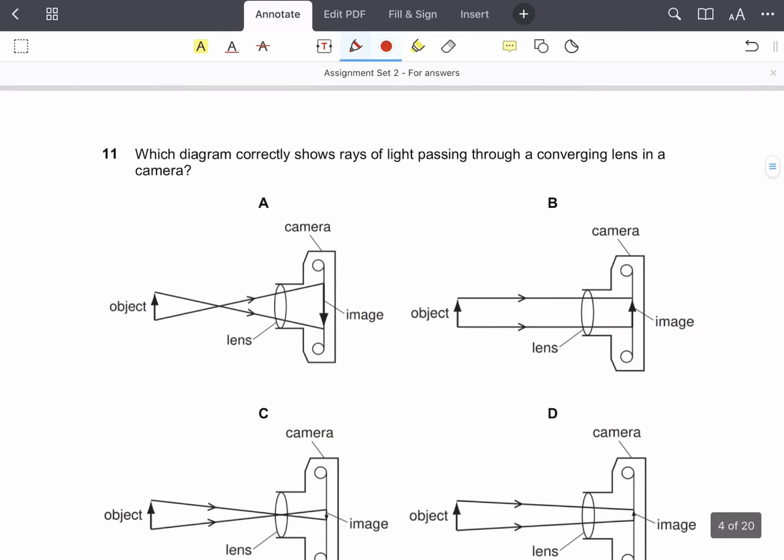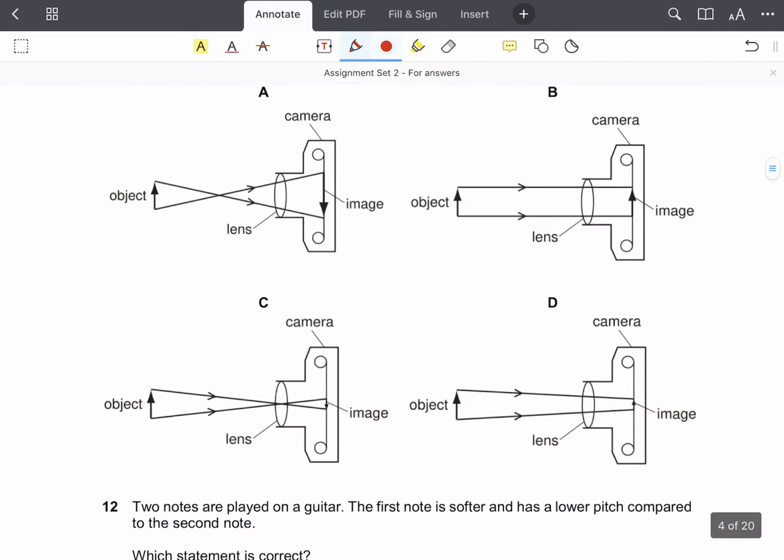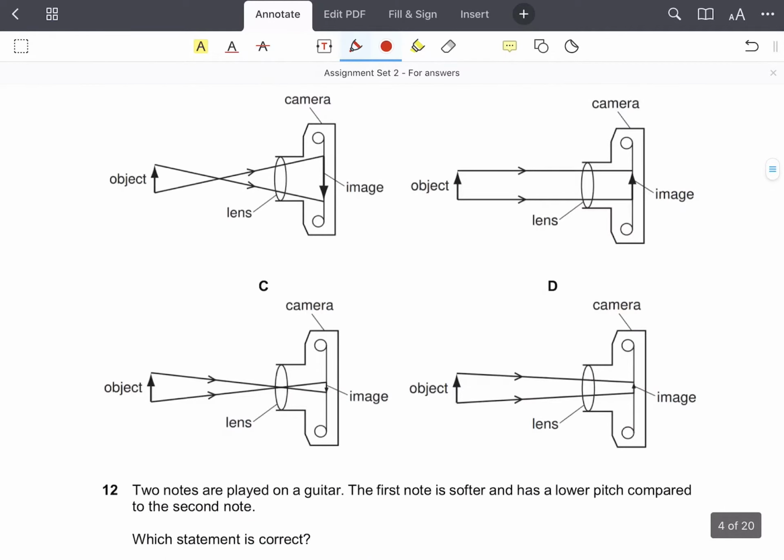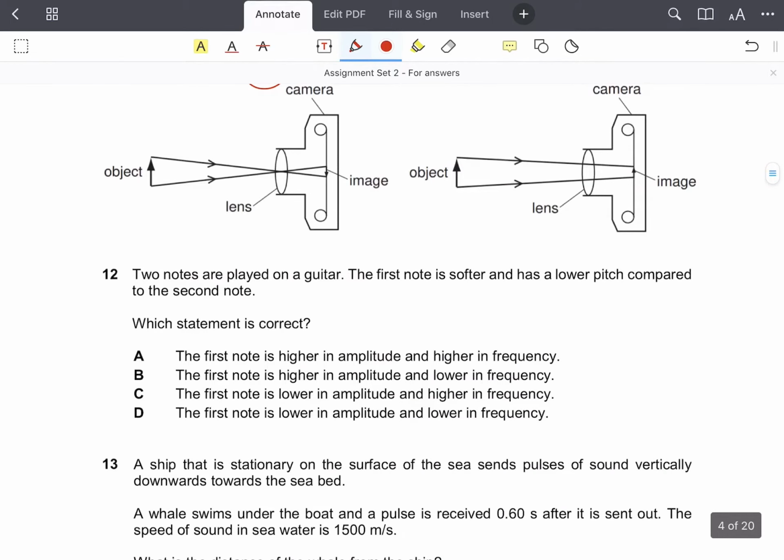Okay, next one. Question 11. Light passing through a converging lens in a camera. So for a camera you will use inverted and diminished. So it will be C straight away. Okay, 12. Two notes are played on a guitar. First note is softer. So softer means that it has lower amplitude. Lower pitch means it has smaller frequency. So pitch is related to frequency. Volume is related to amplitude. Okay, so which statement is correct? So first note is lower in amplitude and lower in frequency.